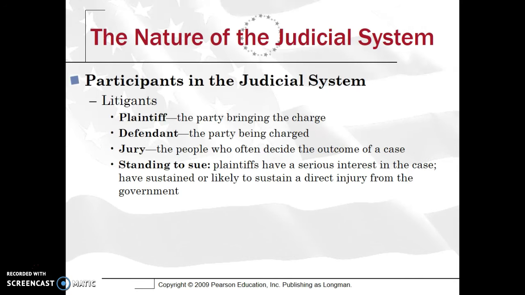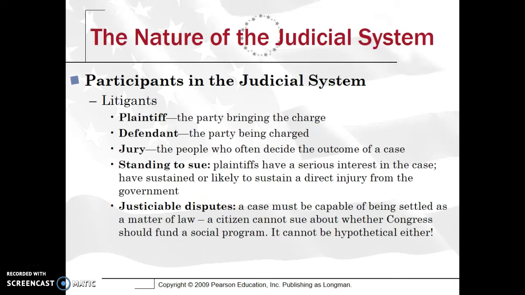But what's important to note is that you have to have standing to sue. This refers to plaintiffs having a serious interest in the case, that they've sustained or are likely to sustain a direct injury from the government or somebody else. So if your neighbor were to get in a car accident and be significantly injured, your other neighbor who had nothing to do with it can't sue on behalf of you. You have to be directly involved in the incident. So hence, you have to have some legitimacy in terms of being able to sue that person.